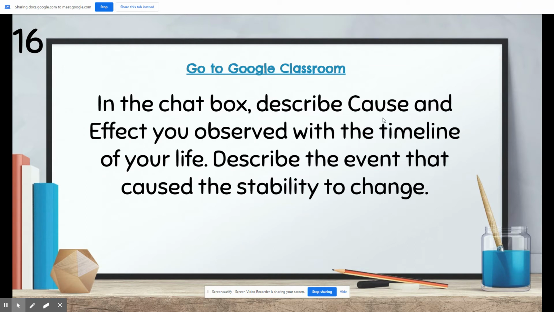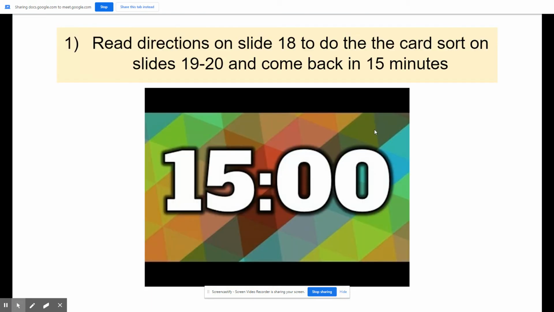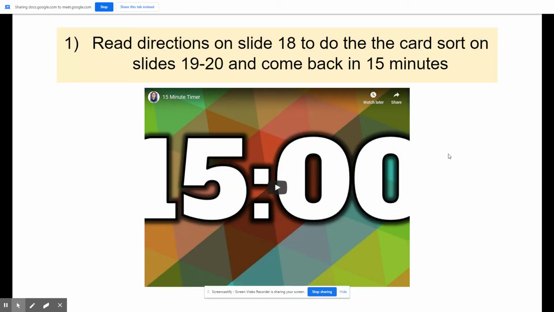So think about that. Also think about, again, the long gaps of stability. Typically, in evolution, there are long time frames of stability, and then some event happens and causes change, like a new species or an extinction of a species. So think about that as you're doing the card sort. For the card sort, you're going to read slide 18 for the directions, and then on slides 19 and 20, you'll be sorting cards.